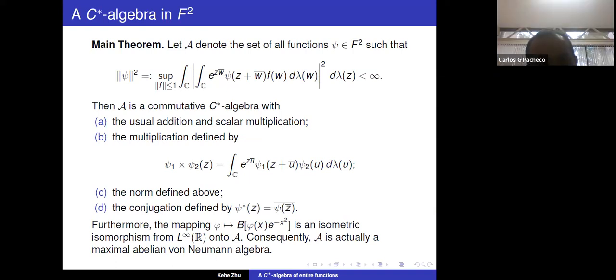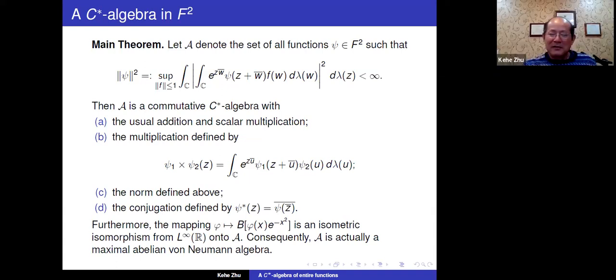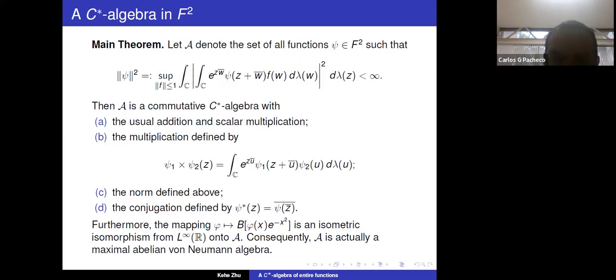Right. Okay. Very intriguing. Yeah, it's a new operation. To understand this new multiplication, I think will be interesting. Yes. Thank you.